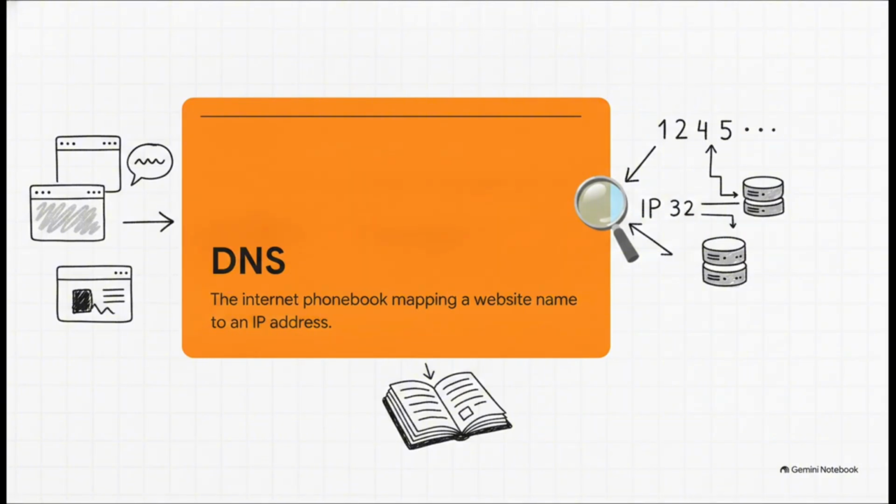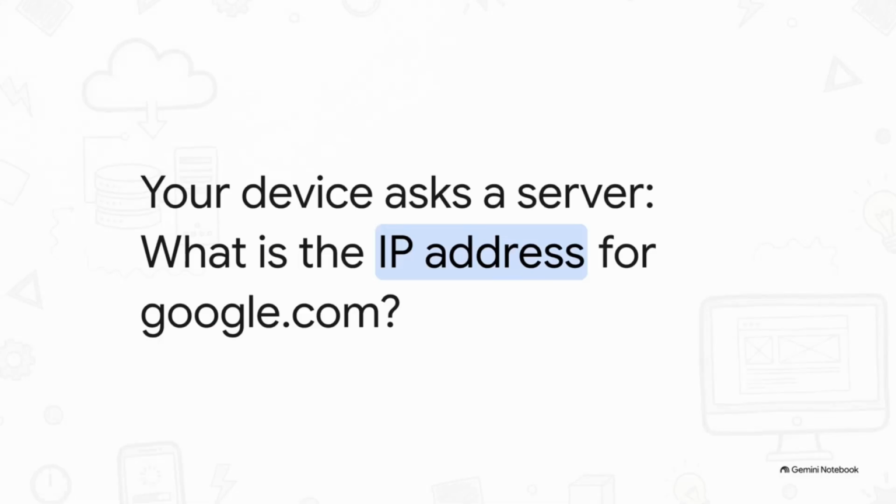You see, computers simply don't speak in human words like google.com, they speak exclusively in numbers. So DNS is that absolutely crucial system that steps in and translates that human-friendly website name into exact computer coordinates, which we know as an IP address. So your device reaches out to a DNS server and basically just asks, hey, what is the IP address for google.com? And in an absolute flash, that server searches through its massive records and fires back the appropriate numerical address. Just like that, we finally have our destination.